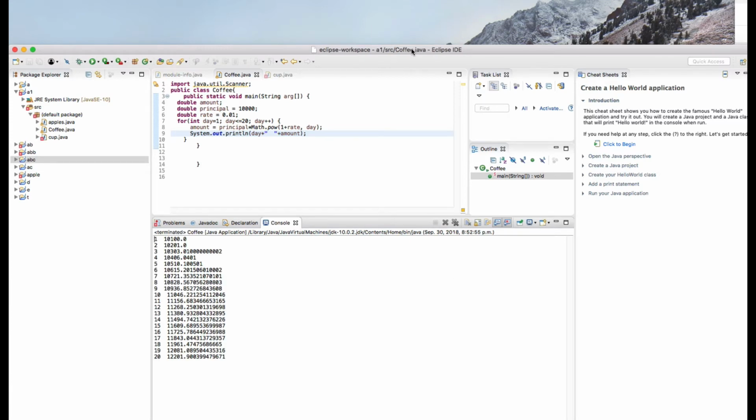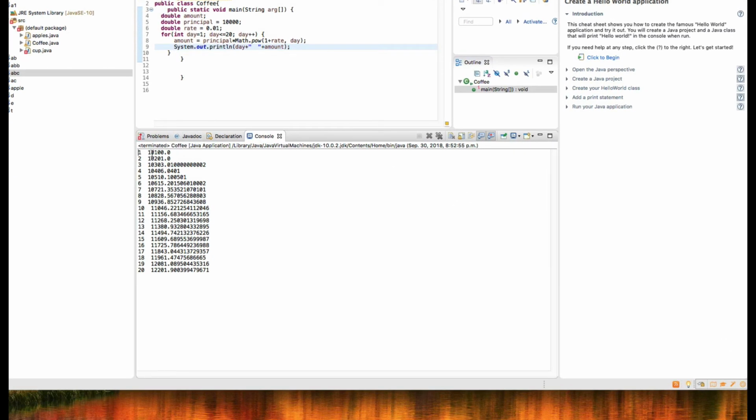Now here you can see, on the first day I get 10,100 subscribers, on the second day 10,201, and the third day like this, it goes up to 20 days. On the 20th day I get 12,201 subscribers. And that's how we do the compound interest program using Java programming.